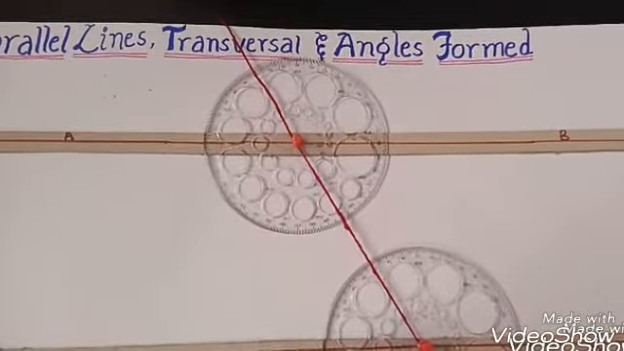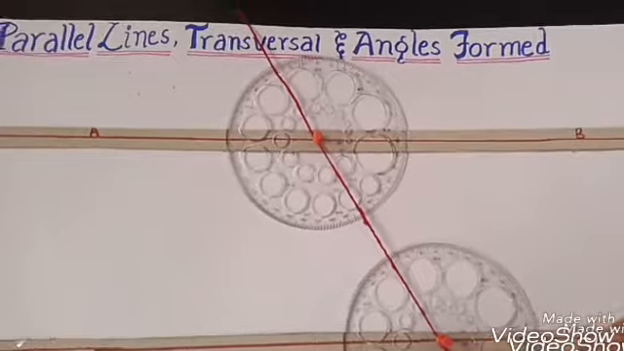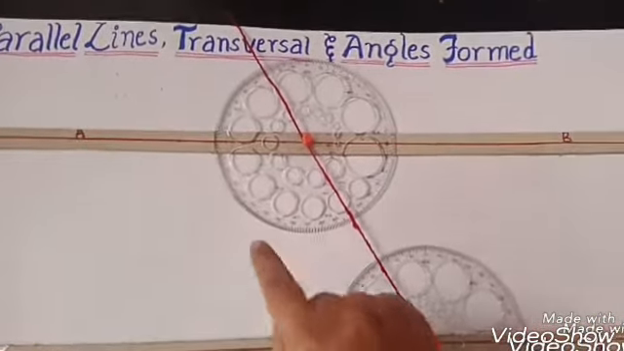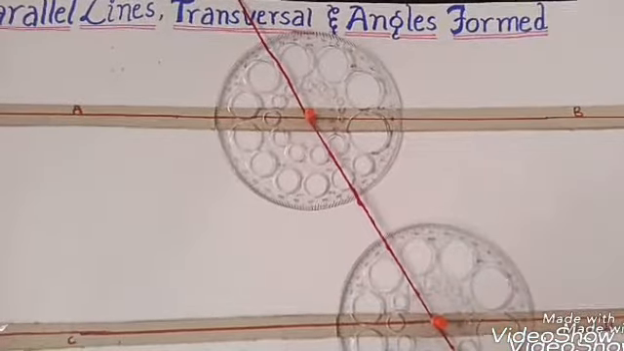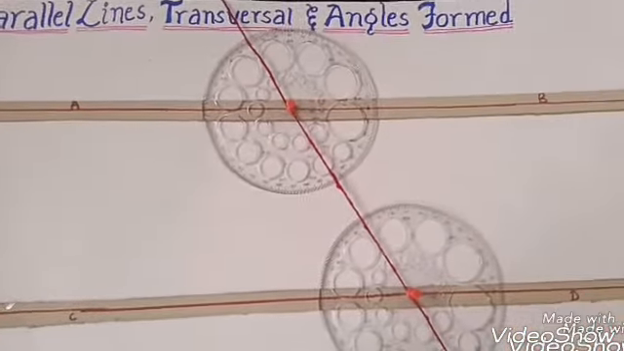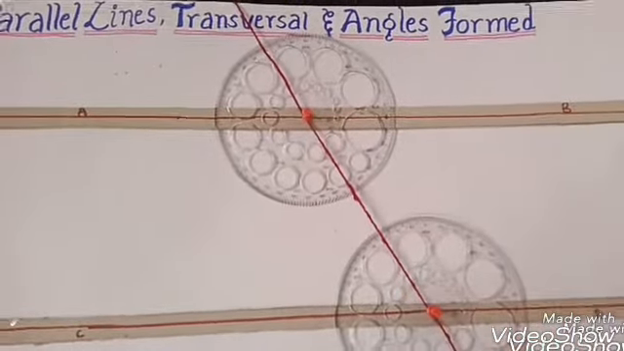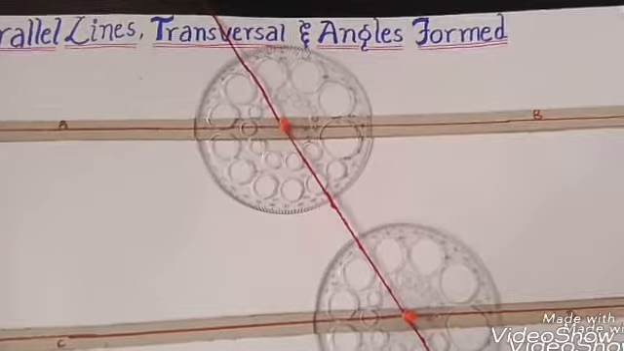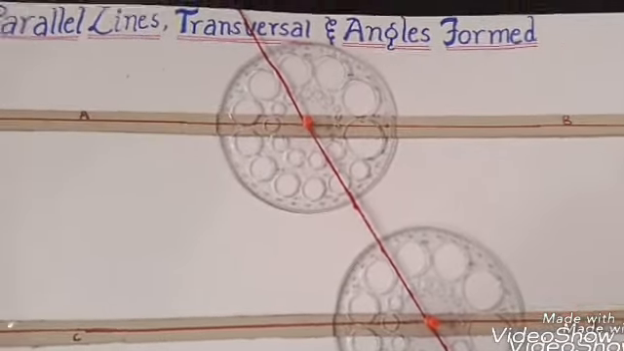You can observe this. When a transversal passes through two parallel lines, angles are formed: 1, 2, 3, 4, 5, 6, 7, 8. These are the 8 angles formed when two parallel lines are crossed by a transversal. Now the different types of angles formed here we'll study in this video.